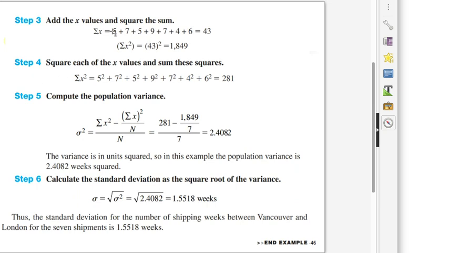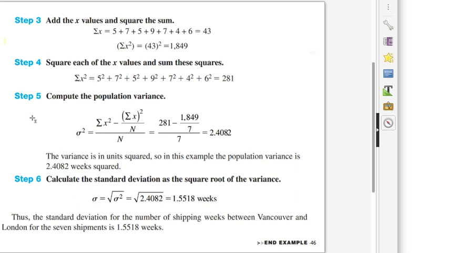Now step number 4, square each of the x values and sum these squares. This is different from the square of the sum in step 3. In step 4, each of the values is squared and then totaled or summed. In this case, 5 squared plus 7 squared plus 5 squared plus 9 squared plus 7 squared plus 4 squared plus 6 squared, which is 281.